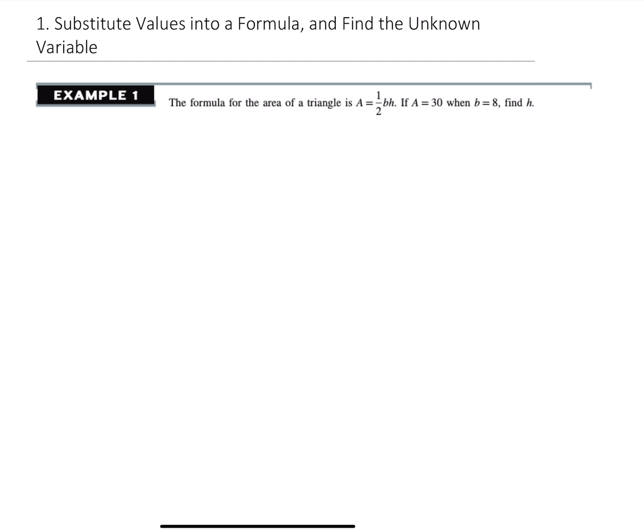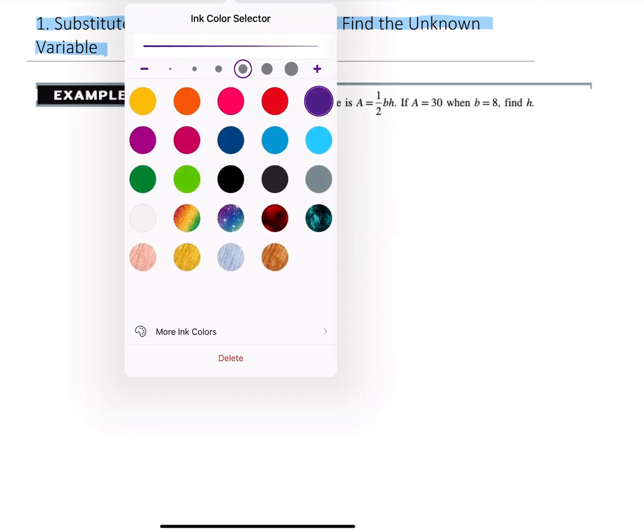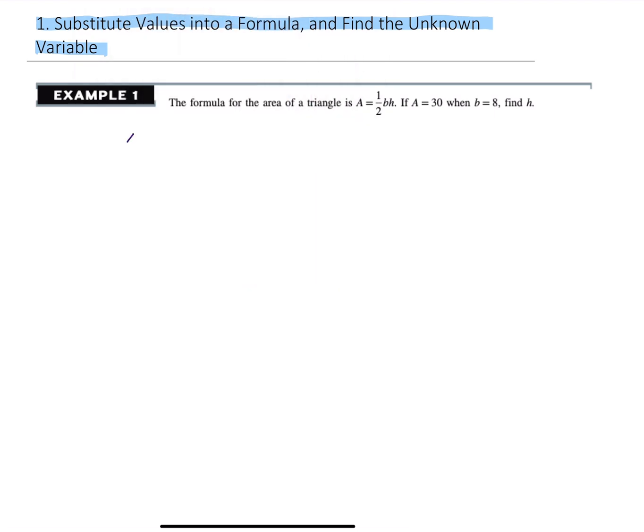So our first section is on substituting values into a formula and finding some unknown variable. In these, we'll be given a formula to use. The first one is on the area of a triangle. So let's say we have some triangle. This can be a right triangle or a non-right triangle.